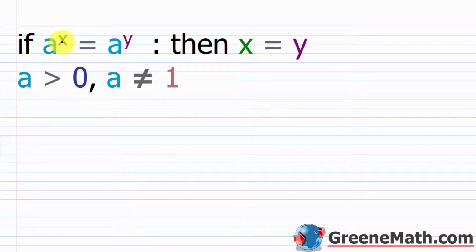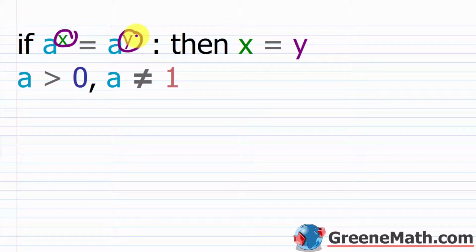So if a to the power of x equals a to the power of y, then we can say x equals y. So what does this mean? Well, as long as a, this base here, is greater than 0 and it's not equal to 1, then basically if these bases are the same, meaning I have the same number here as I have here, well then I can just set x equal to y and I can solve.